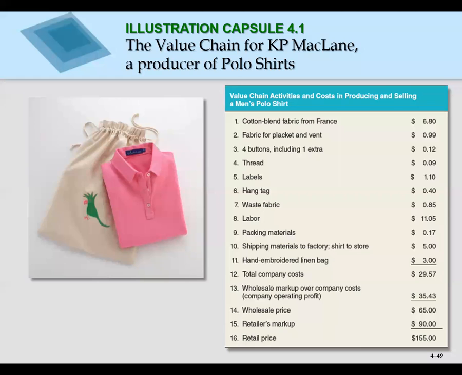And then when they sell to the wholesale, they sell it with the profit of $35. So the wholesale price is $65. That's the price they sell to their retailer. The retailer's markup is $90. So eventually, when we buy it, it's $155. So from this breakdown of the cost, which one can you think of that if you cut the cost, it wouldn't lower the value of the polo shirt?